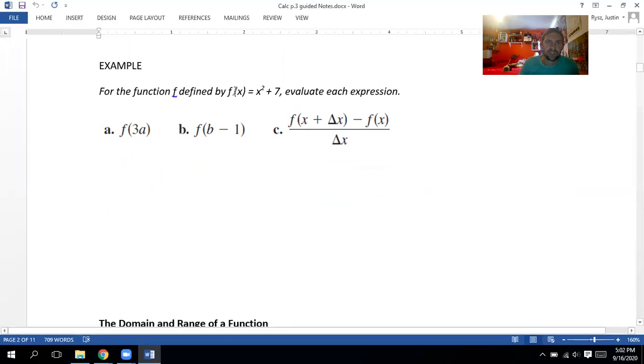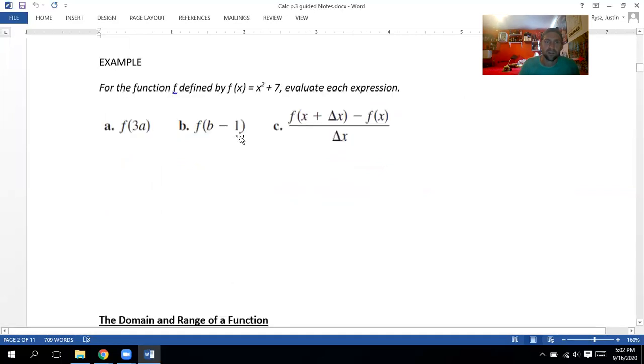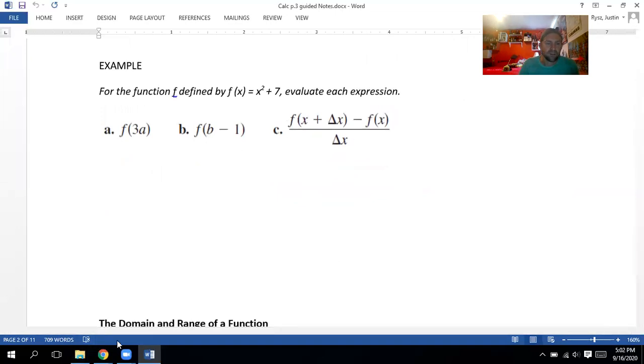The first one here, we've got a function f of x equals x squared plus 7. We're going to evaluate a, b, and c. We'll start with an easier one, and I'm going to make sure I get my screen annotations working. All right, we'll start with a. If I want to find f of 3a, that means I go to the equation and replace every x with 3a. So it's going to be not x squared, but (3a) squared plus 7. When we simplify that, what's (3a) squared? That'd be 9a squared plus 7. And that's all we can do. So there's f of 3a.